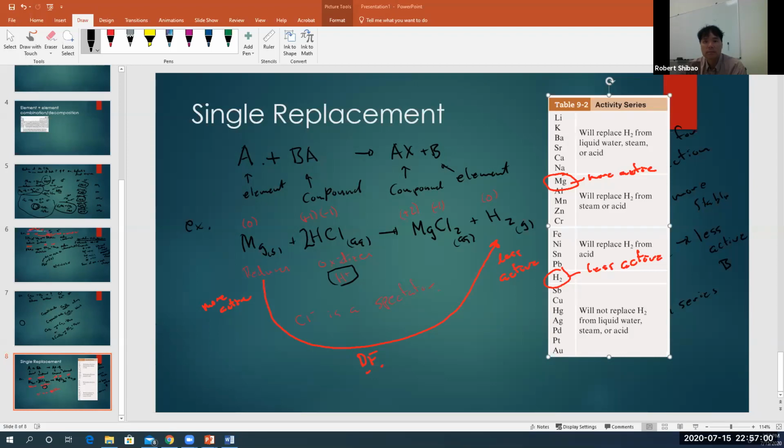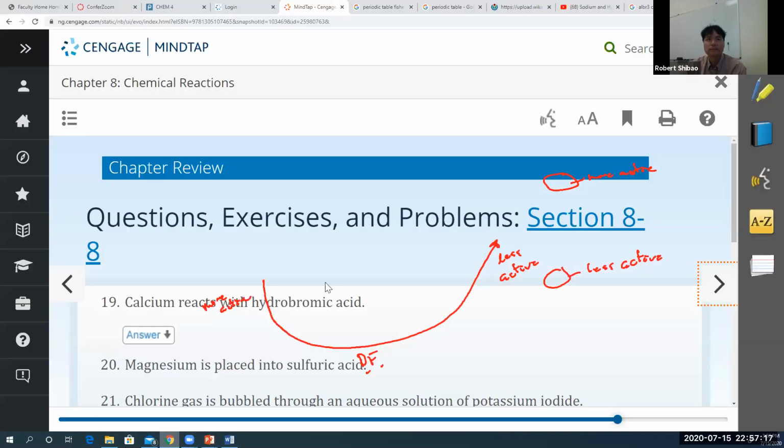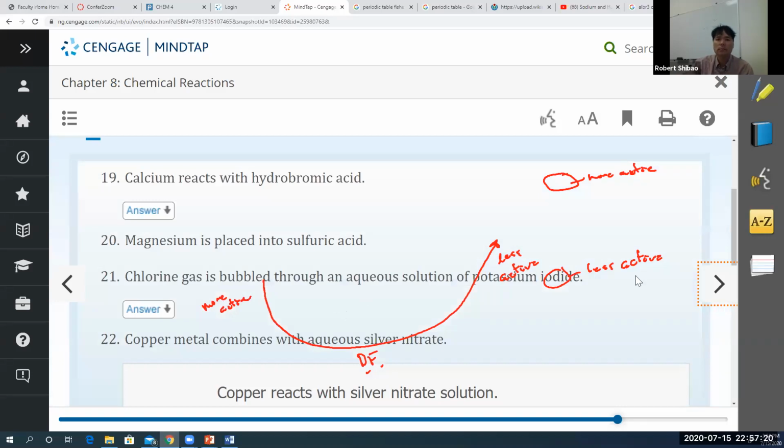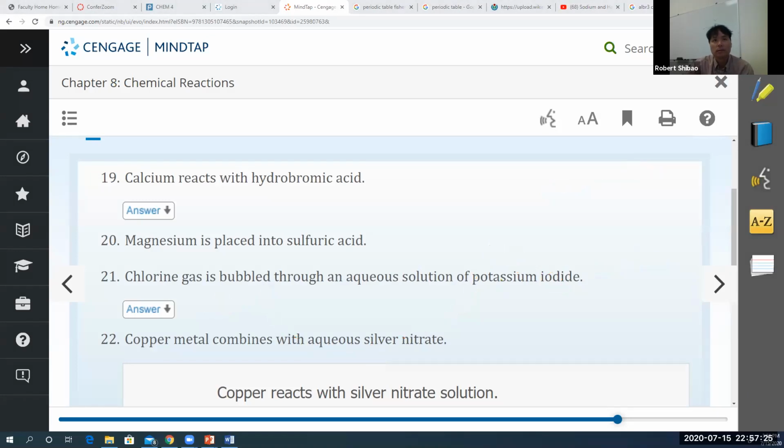And so this is a redox reaction again, just like the ones we had talked about previously, except for those I didn't talk about the driving force. We just assumed that there was a driving force for those. So calcium reacts with hydrobromic acid. That's the first one we're looking at here. Calcium is Ca, solid, and hydrobromic acid is HBr, aq.